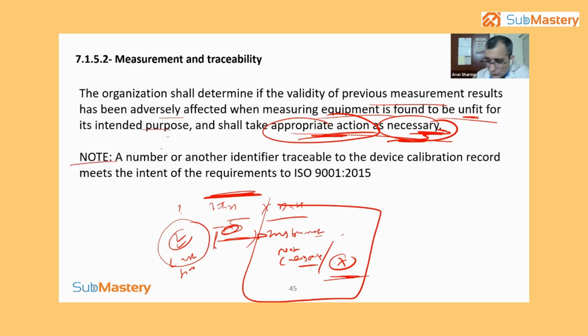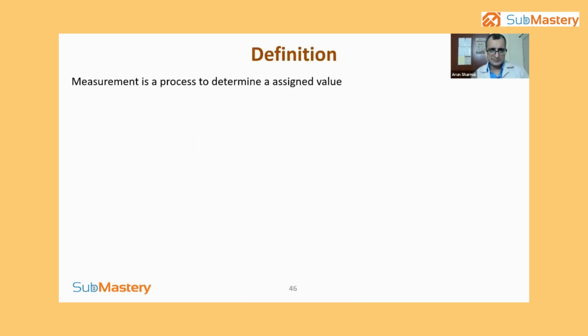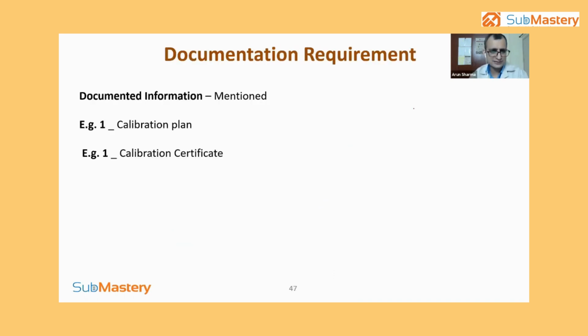Okay, so note the clarification: a number of other identified traceable to device calibration meets the intent of the requirement. So whatever way you define how the traceability can be established, that should be made. This is very, very important. Measurement is a process of determining assigned values. So it's just a definition.